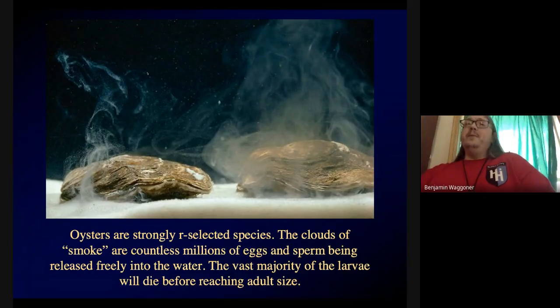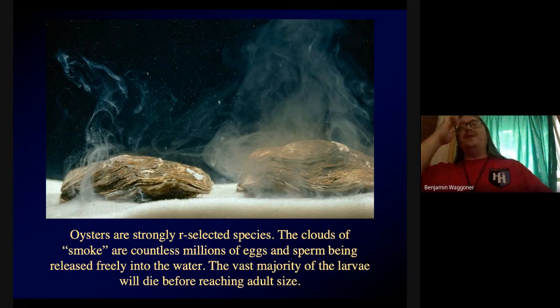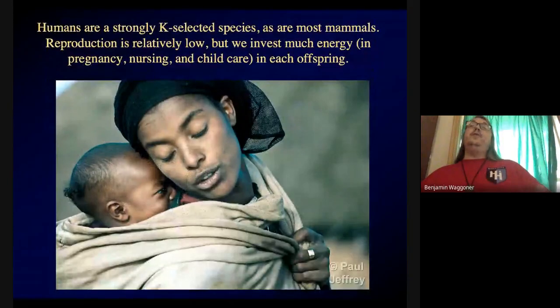Almost none of them are going to make it. Only a couple of them might survive to become new oysters. That's very strong R selection. You emphasize quantity. Humans are polar opposites. We're a very strongly K-selected species, and most mammals are too.